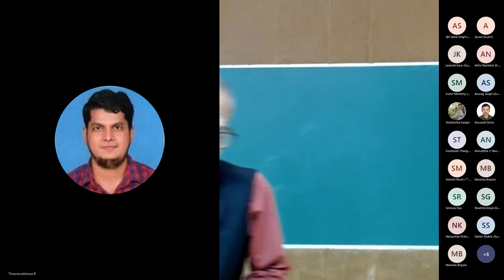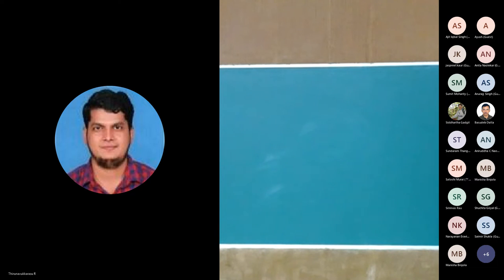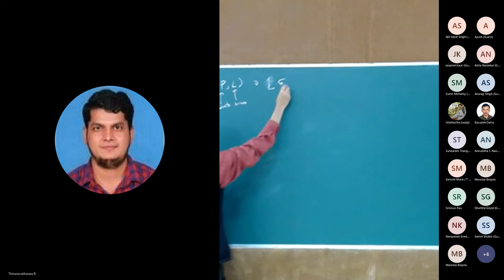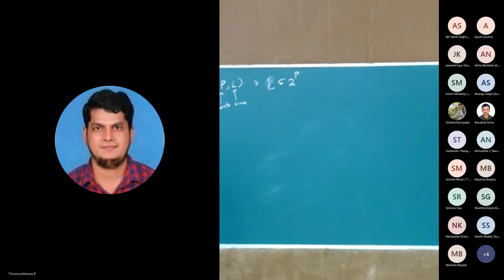So let me introduce the main actor in this little story. First of all, an incidence system. The pair, say (P, L), two sets. P is called the set of points. L is called the set of lines. So they are sets such that L is a subset of 2 to the power P, the power set of P. That is, the elements of L are certain subsets of P. So I repeat, the elements of P are called the points, and the elements of L are called the lines of the incidence system.